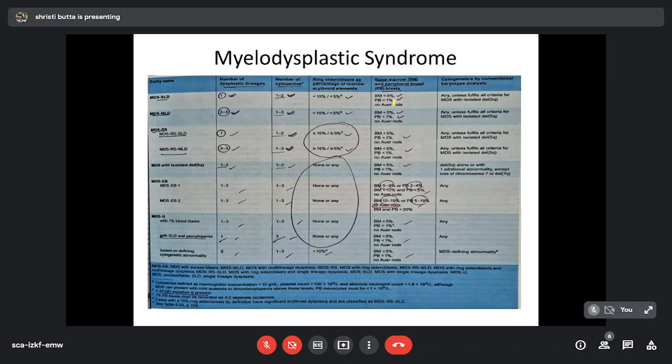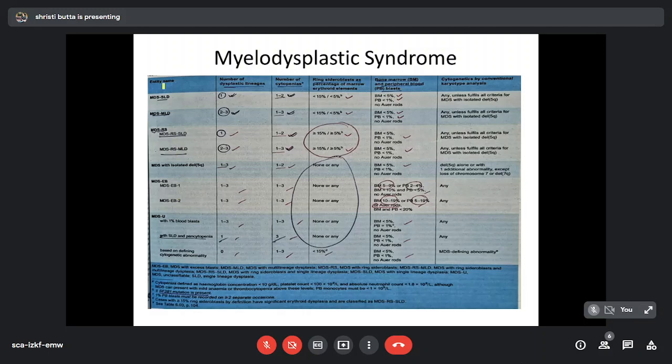Let's see. Now, this is a very important chart, taken from the WHO. MDS can be classified as MDS with single lineage dysplasia, MDS with multilineage dysplasia, MDS with ringed sideroblasts and single lineage dysplasia, MDS with ringed sideroblasts and multilineage dysplasia, MDS with isolated deletion 5q, MDS with excess blasts 1 and 2, or MDS unclassifiable.